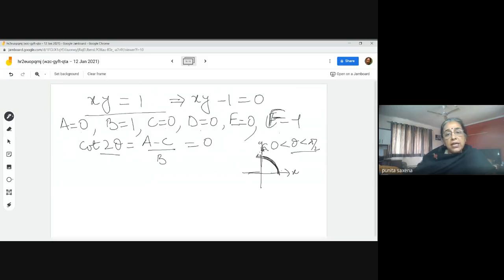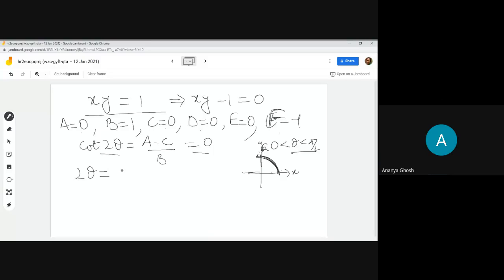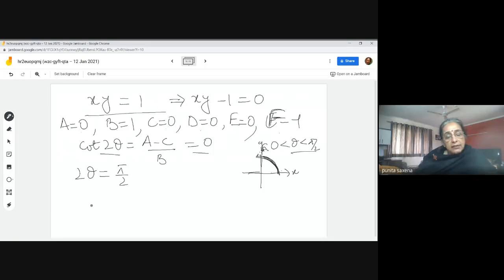So if cot 2 theta is 0, how much is 2 theta? 90 degrees. That means theta is pi by 4. So we have to rotate our coordinate axis through an angle of 45 degrees. Is that okay? Now you know your theta. Now come back to your transformation equations in terms of x dash and y dash.